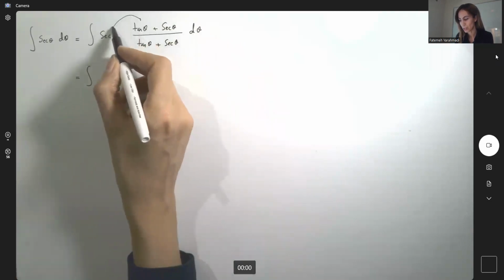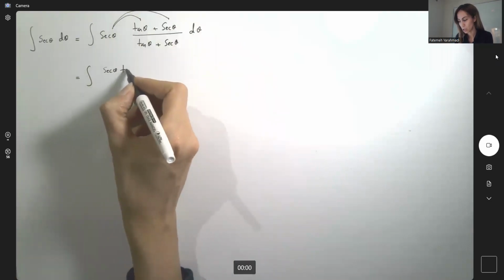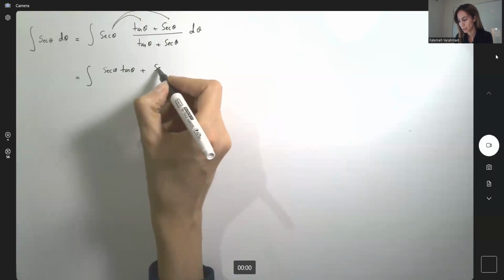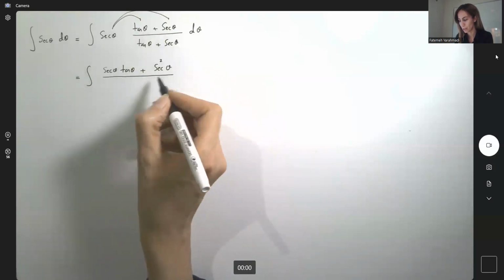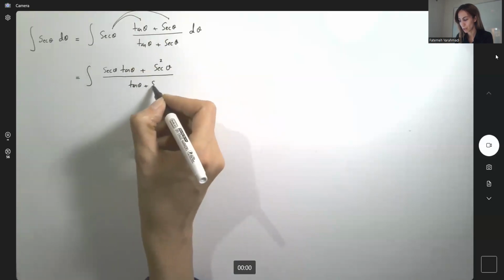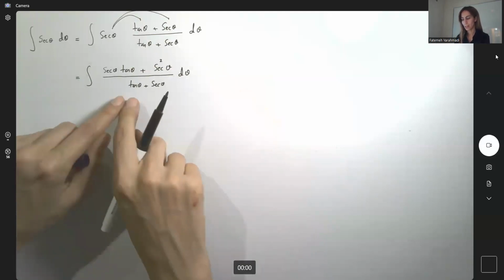If you distribute secant into the numerator, you get secant theta times tangent theta plus secant theta times secant theta, or secant squared theta, divided by tangent theta plus secant theta, d theta. Let's just stop. Take a look.